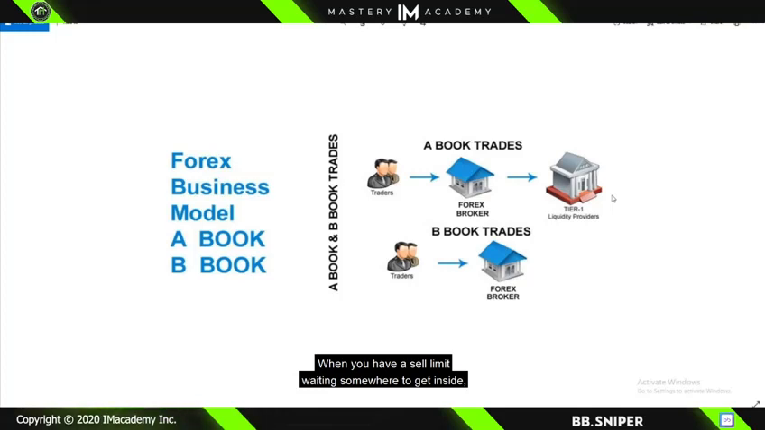When you have a sell limit waiting somewhere to get inside, say, a sell for Euro USD, when you sell, somebody buys. And so think about it. There's millions and millions of participants. But how big of a lot size do you think really exists?